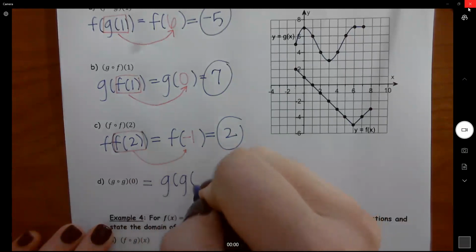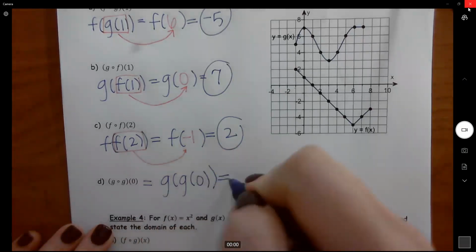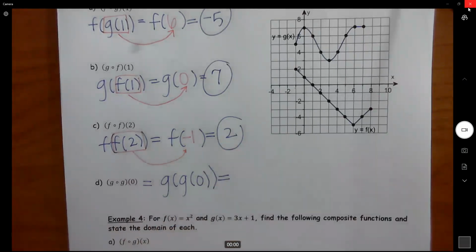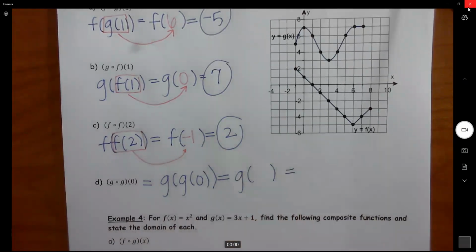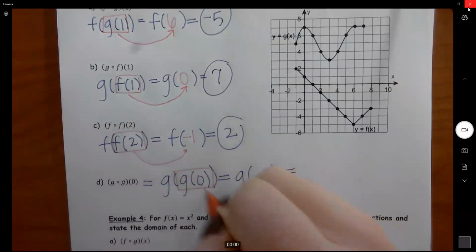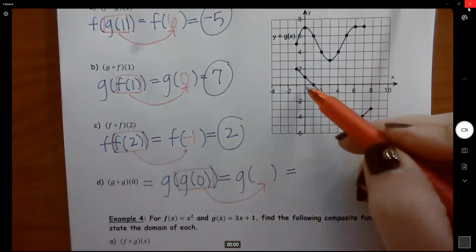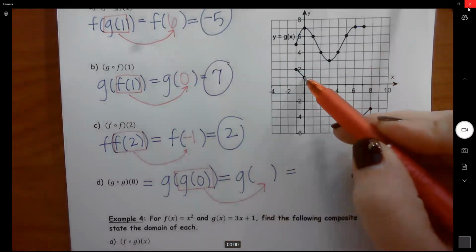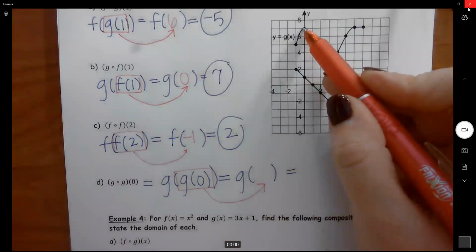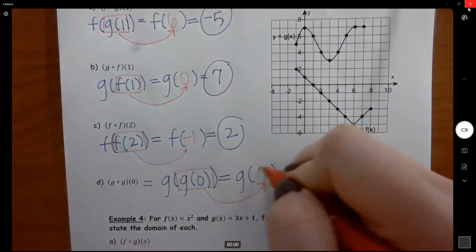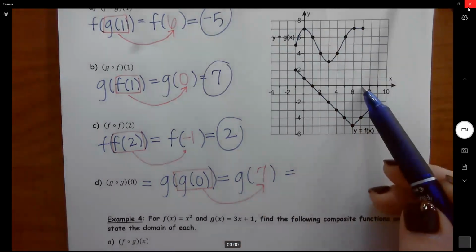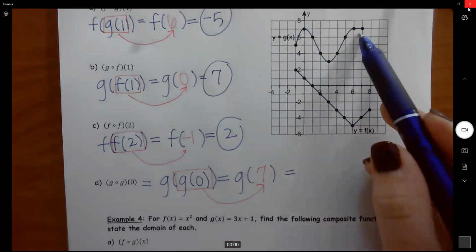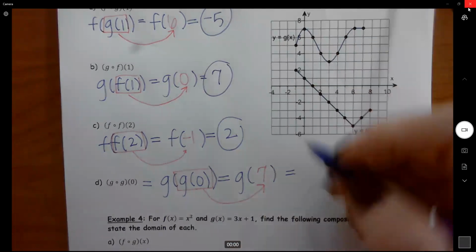Here we have g of g of 0. So what is g of 0? Well, here's 0. Here's my f of x. I don't want that. I want my g of x. So that is 7. And then g of 7, we'll go over here, 7 will come up here, and it also happens to be 7.